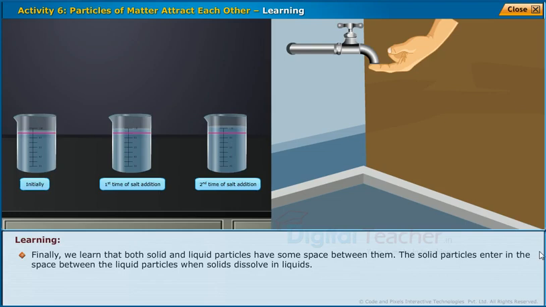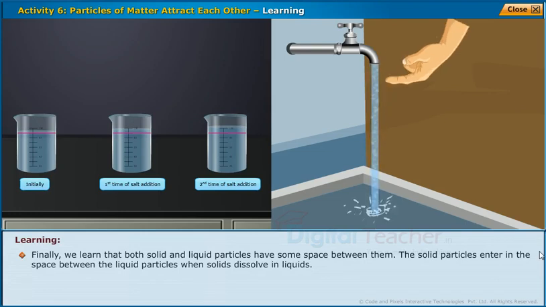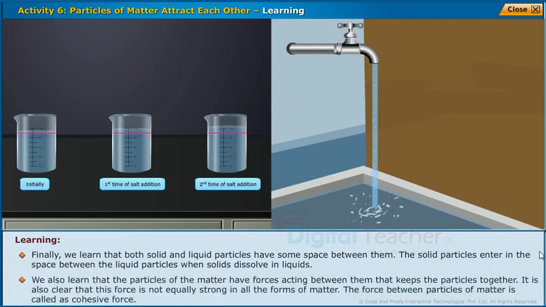Finally, we learn that both solid and liquid particles have some space between them. The solid particles enter the space between the liquid particles when solids dissolve in liquids. We also learn that the particles of matter have forces acting between them that keep the particles together. It is also clear that this force is not equally strong in all the forms of matter. The force between particles of matter is called cohesive force.